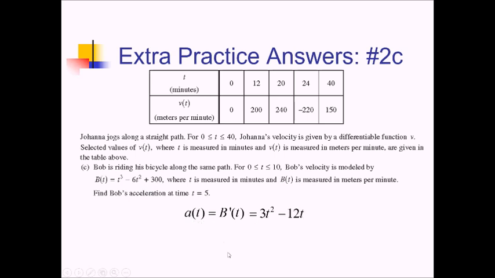So plugging 5 into all of that, we're going to have 3 times 25, which is 75, minus, let's see, this is going to be 60. 75 minus 60 gives me 15, and got to nail the units here. Since this is acceleration, this is going to be meters per minute squared.